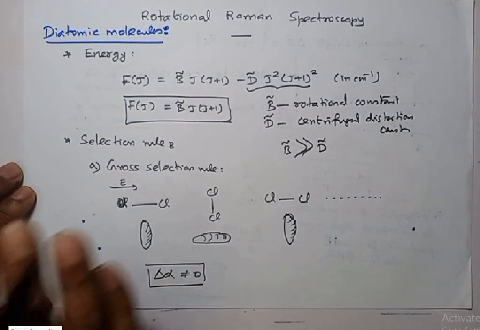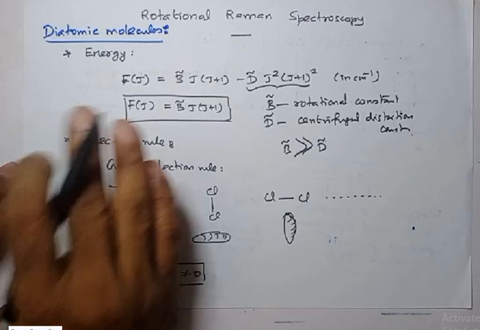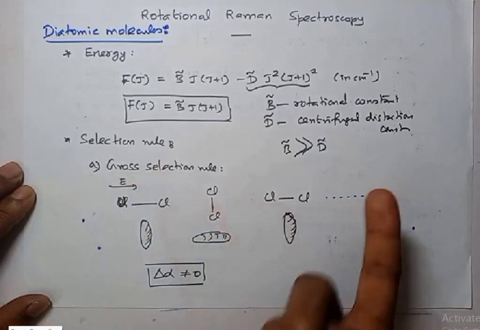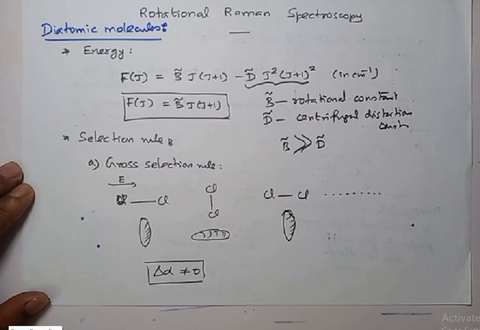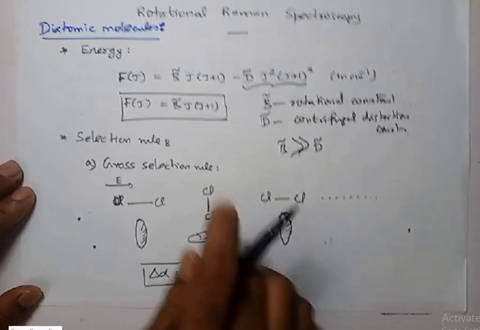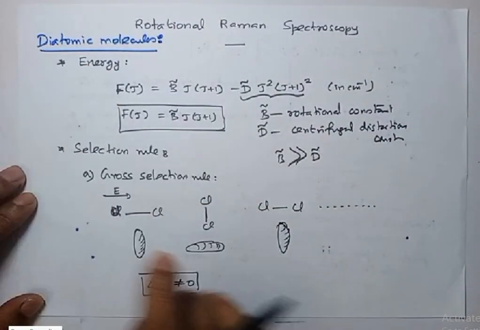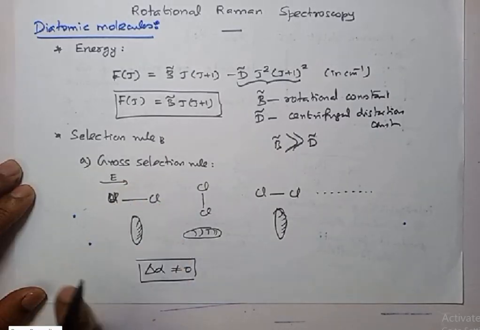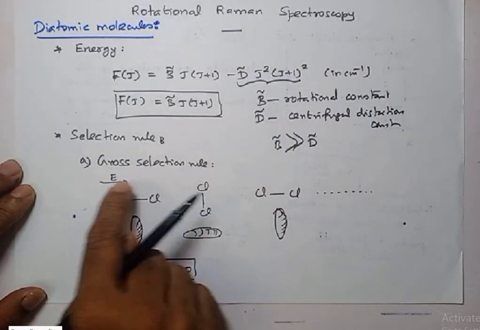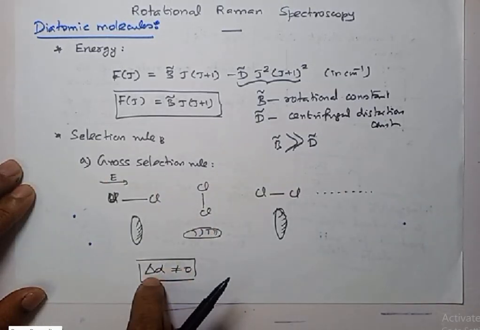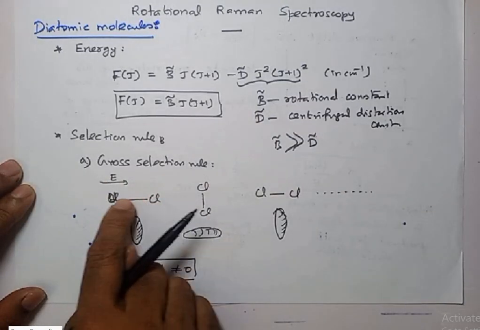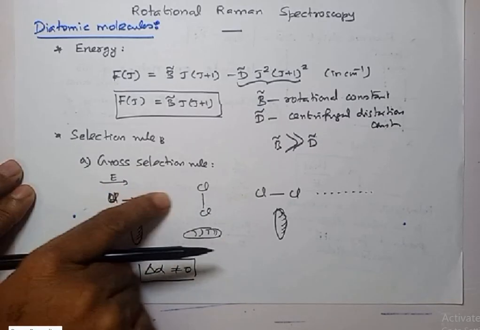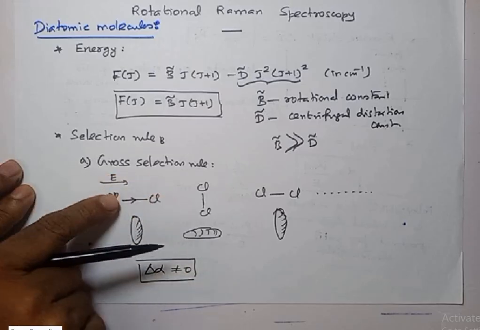Listen carefully. Whenever we say selection rule, we give two selection rules. One is the gross selection rule and the other one is the specific selection rule. What is the gross selection rule? We are talking about the rotational spectrum of a diatomic molecule. So I'll take a homodiatomic molecule, say chlorine molecule, and I'm applying an electric field in this direction. Along the bond axis, the molecule is oriented in this direction and the electric field is also in the same direction.